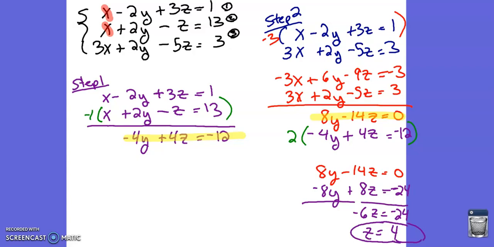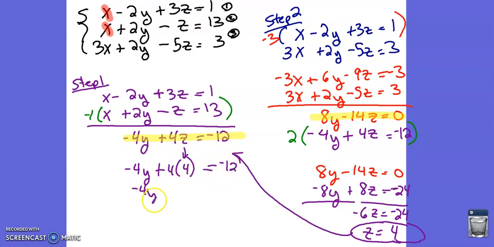All I'm going to do is back substitute in, just like example 1. And I'm going to literally take z equals 4, and back substitute it in. So -4y plus 4 times 4, because z is 4. So -4y plus 16 equals -12. And then we have -4y equals -28, y equals 7.